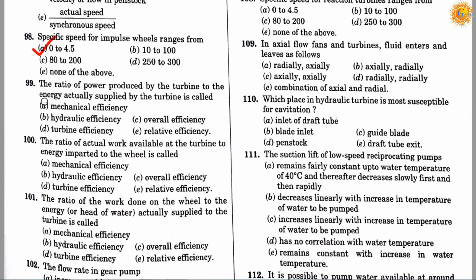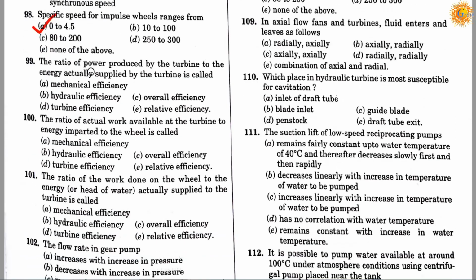Question number 99. The ratio of power produced by the turbine to the energy actually supplied by the turbine is equal to option A, mechanical efficiency, option B, hydraulic efficiency, option C, overall efficiency, option D, turbine efficiency, option E, relative efficiency. Correct answer is C. It will be overall efficiency.